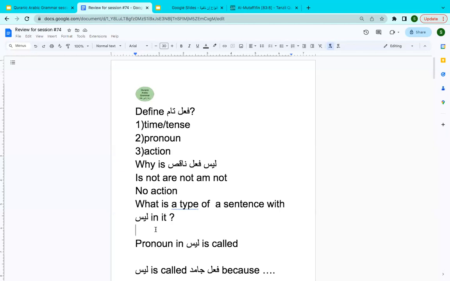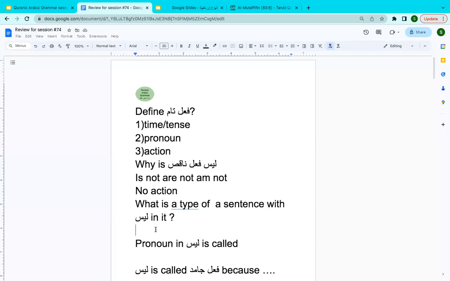Type one if you have, because this is something that is going to make the whole difference between you and any other student out there, okay? So when we treat the sentence containing Laysa as Jumla Ismiya, the reason is that Laysa does not have any action. Since it does not have an action, we are justified to call it Jumla Ismiya, okay?